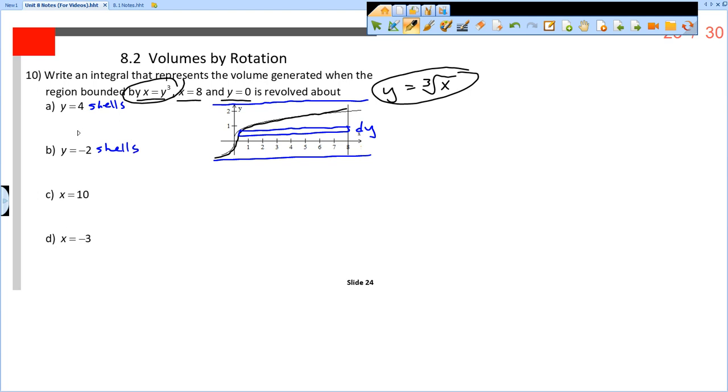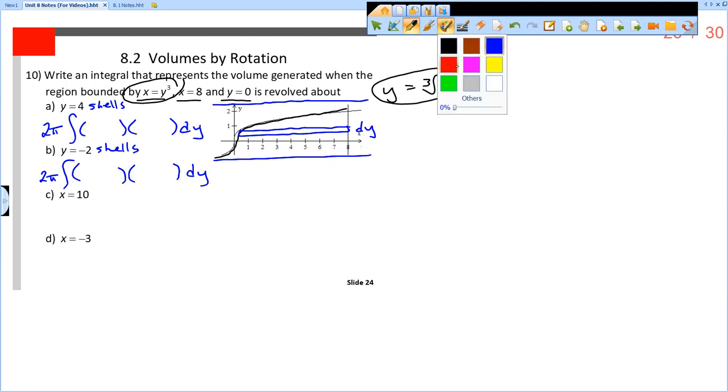Now remember, the setup for shells is 2 pi times the integral of radius times height, with respect to y in this case. So I set up shells here: 2 pi times the integral of radius times height with respect to y. Now for C and D, let's look at x equals 10 and x equals -3.